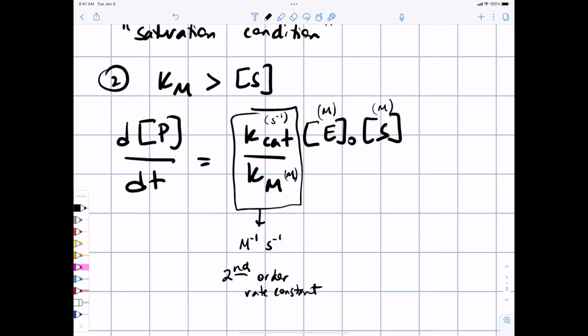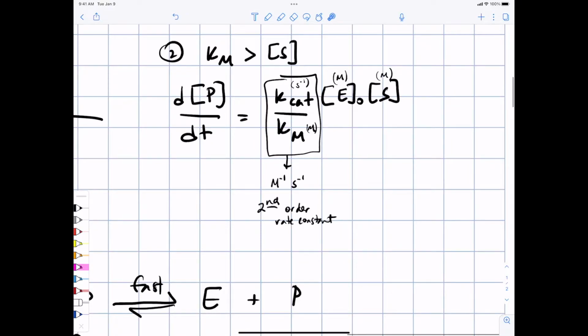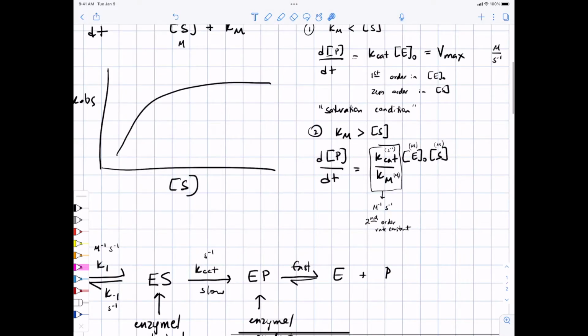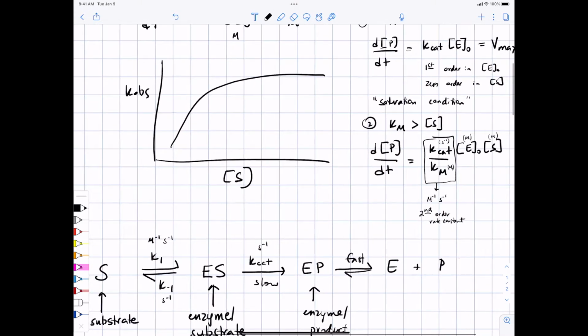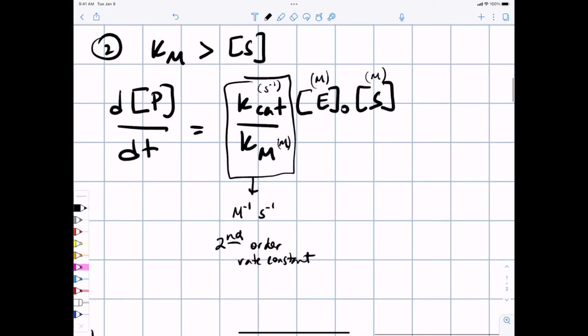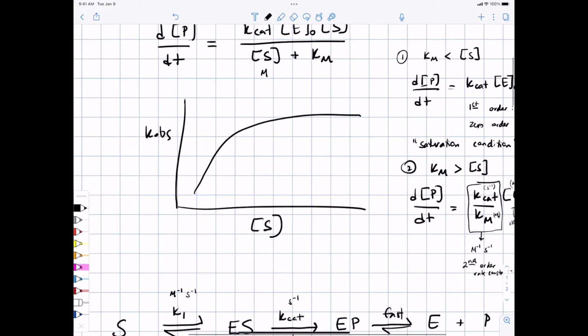And so you can see how the units work out in the end to give us molar per second. Under this situation, you can think of this as the rate constant when your enzyme is not saturated. If you keep enzyme concentration constant, you expect a linear dependence in substrate. So overall, the reaction is second order, but it's first order in enzyme, and it's first order in substrate. And that would be this: here is the saturation area, here is the linear area as you increase substrate concentration.